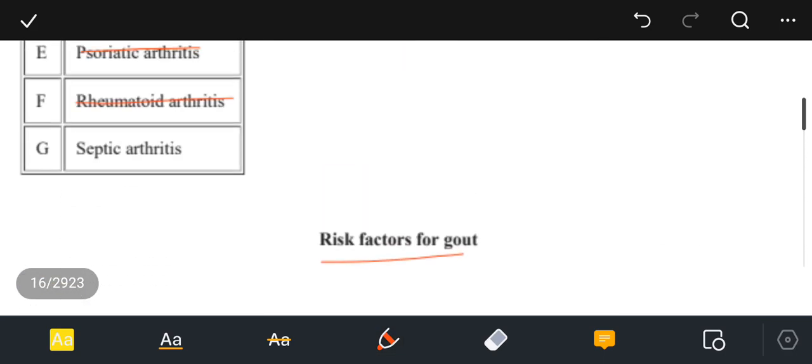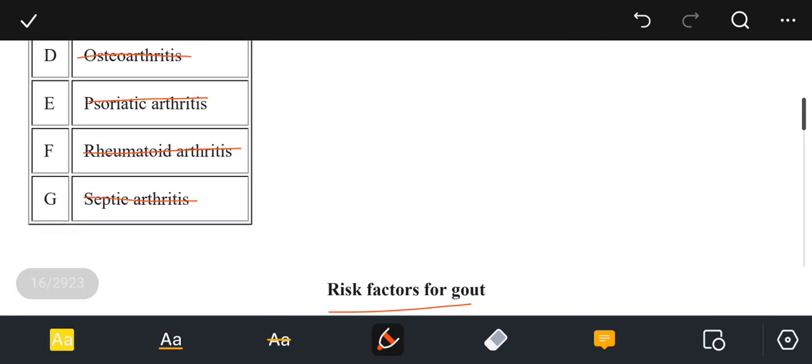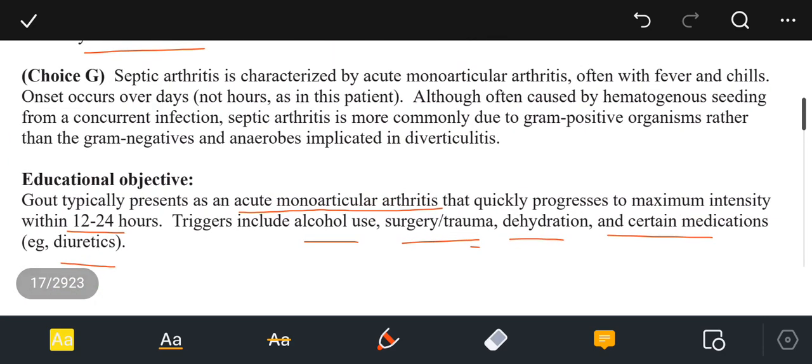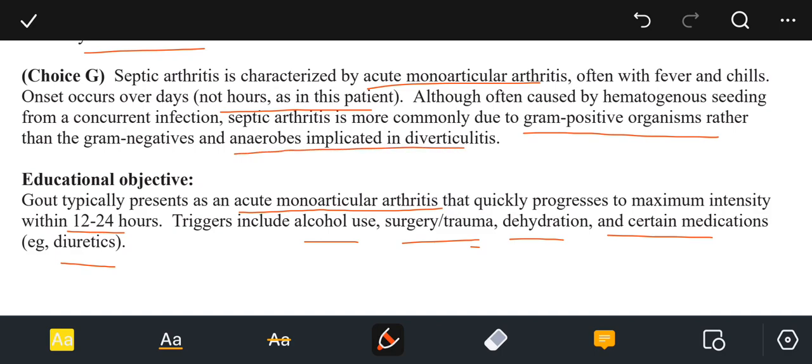And choice G, that is septic arthritis. It was not the option of choice because septic arthritis is characterized by acute monoarticular arthritis, often with fever and chills. Onset occurs over days, not hours, and although often caused by hematogenous seeding from a concurrent infection, septic arthritis is more commonly due to gram-positive organisms rather than the gram-negative and anaerobes implicated in diverticulitis.